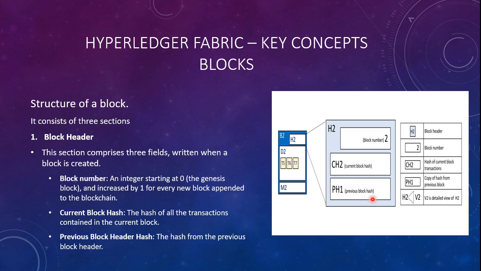Then you have PH1, which is the previous block hash. This hash from the previous block header also forms a part of the block header. This PH1 is very important because it makes a chain of the previous block to this block. If the PH1 of the previous block does not match the block header of this block, that means the chain is broken somewhere. So the previous block hash is also recorded inside the header of the current block.